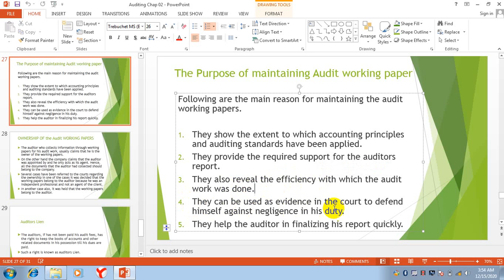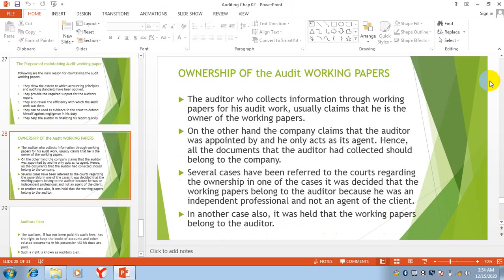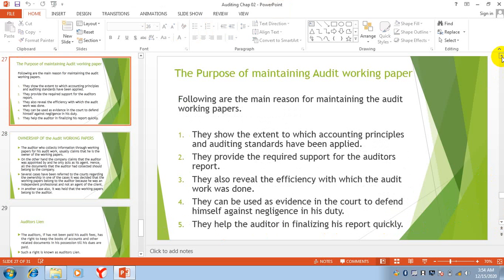They can be used as evidence in the court. Another purpose of maintaining working papers is they can defend the auditor in the court. They help the auditor in finalizing his report quickly. And the last purpose is it will help the auditor to finalize the report quickly.